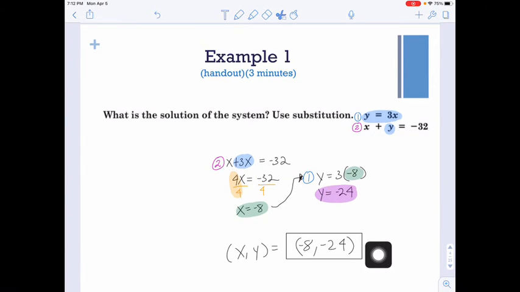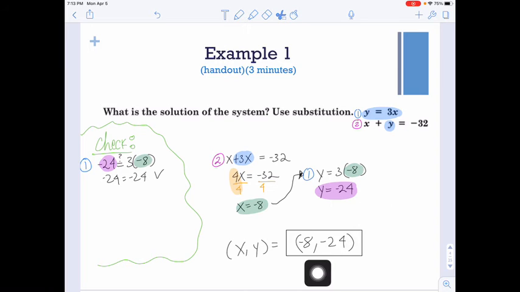For our final answer, we want the coordinate point (x, y). This will give us (negative 8, negative 24). It's always important to check that you have the right answer. To do this, we can plug (negative 8, negative 24) into both equation 1 and equation 2. To plug into equation 1, we get negative 24 equals 3 times negative 8. There's a question mark here because we're not sure if this is true yet. 3 times negative 8 is negative 24, and negative 24 equals negative 24, so this does check out.